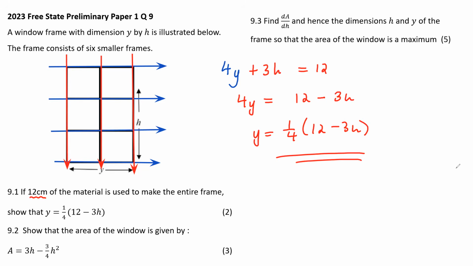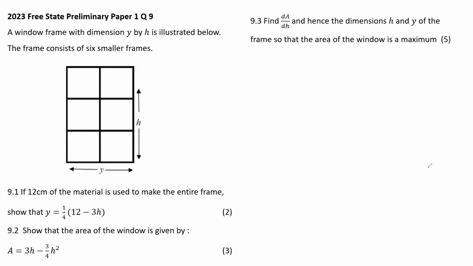And I was busy on 9.2. Hopefully people are understanding. Let me go to 9.2. The area of the window is what they're asking. Somebody's asking, why do we end up with the quarter when we divide by 4? Let me explain. If I say 2 over 4 in maths, it's as good as saying a quarter times 2. That's exactly what it means. And that's why it's a quarter of 12 minus 3H.